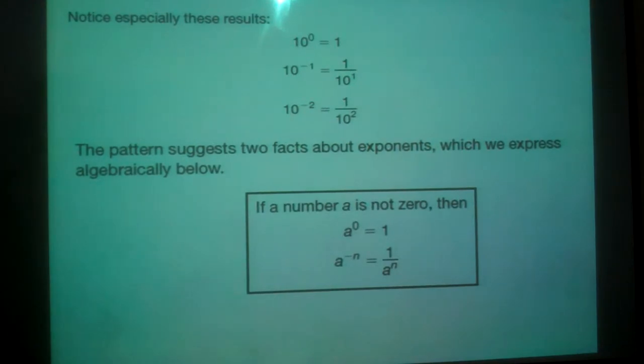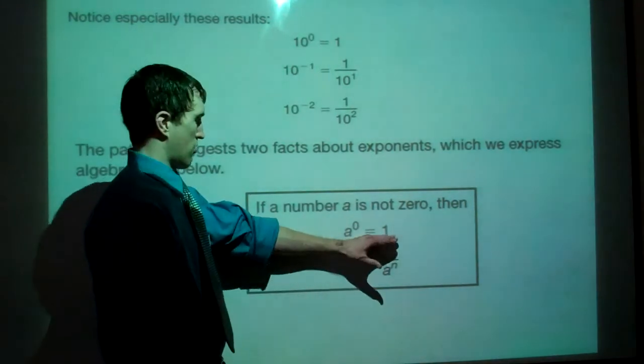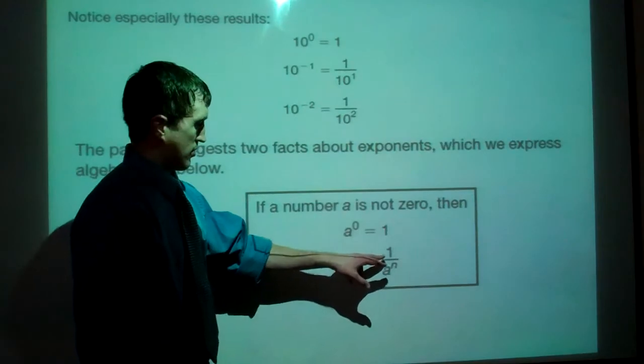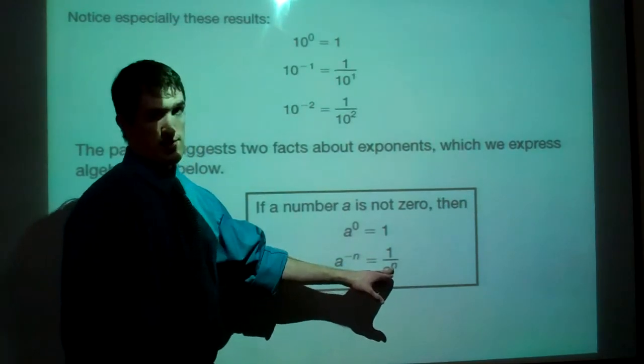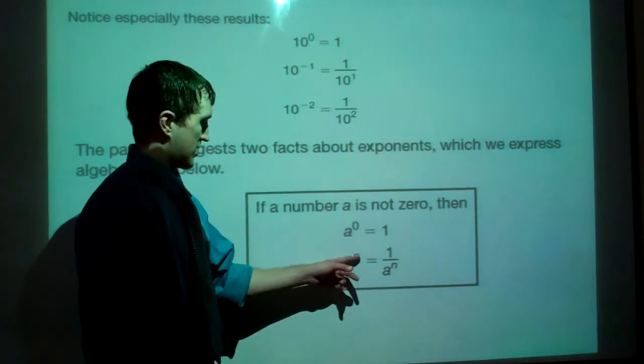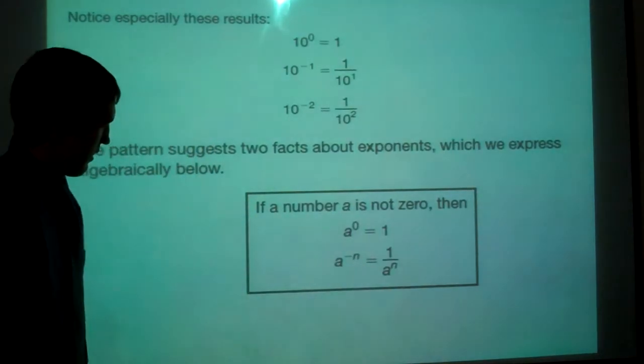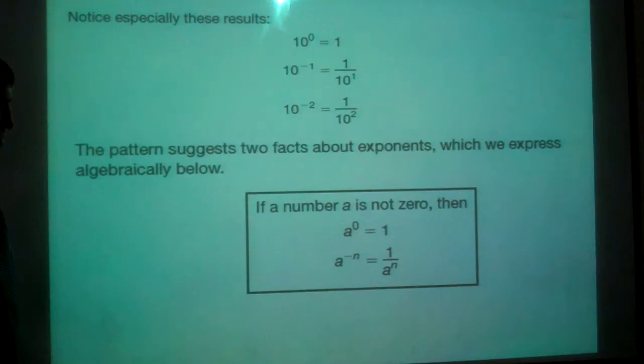And here is our algebraic expression, or way to show the pattern. Anything to the 0 power is going to be 1. a to the negative n power is going to be 1 over a to the positive n power. So this negative exponent just tells us to drop it down to the denominator and leave 1 on top.